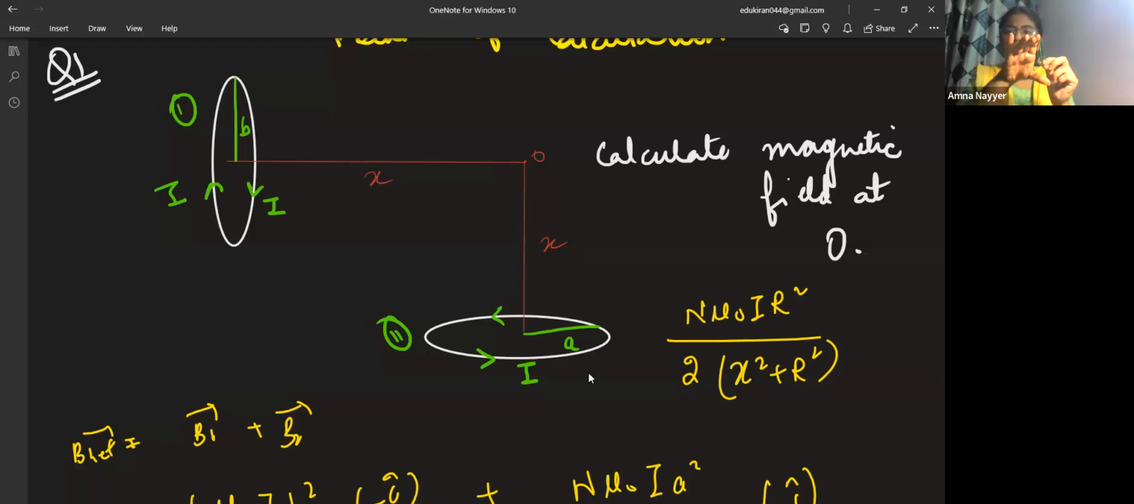Here, if the current is going inwards, or coming outwards, or moving in this manner from right to left, or from left to right like this, everywhere you'll have the thumb, which will give you the direction.